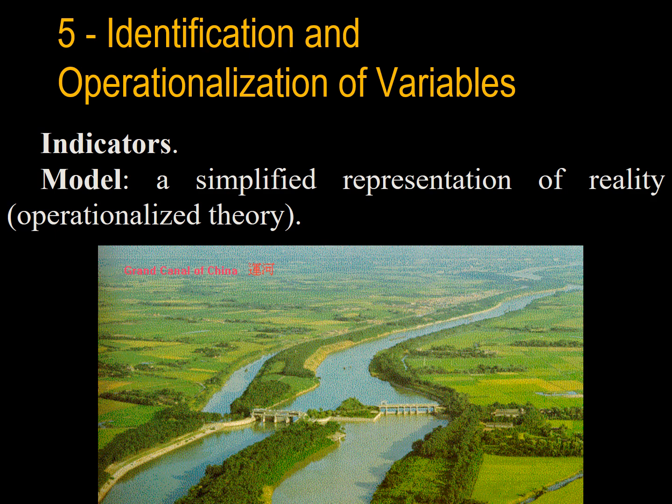Element number 5 of a theory: the identification of the variables and their operationalization. So you know what a hypothesis is. It's essentially a very structured if-then statement. If you observe certain facts, then certain outcomes are going to follow. Those facts we want to measure, and we measure them using indicators.